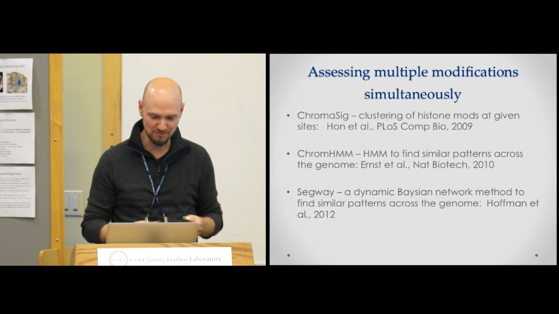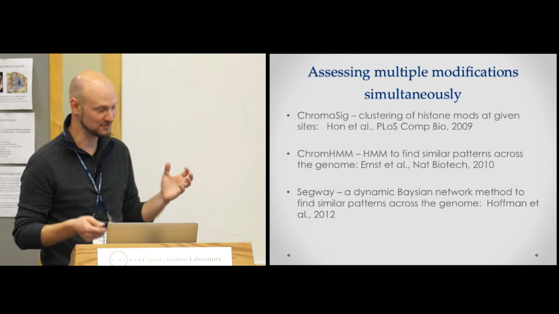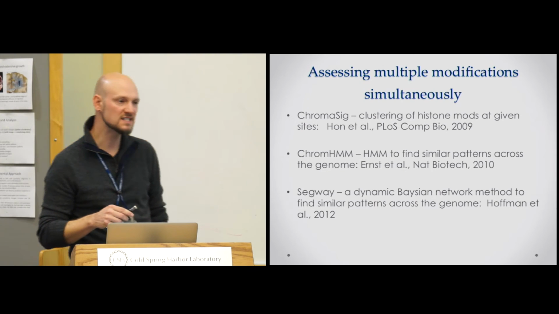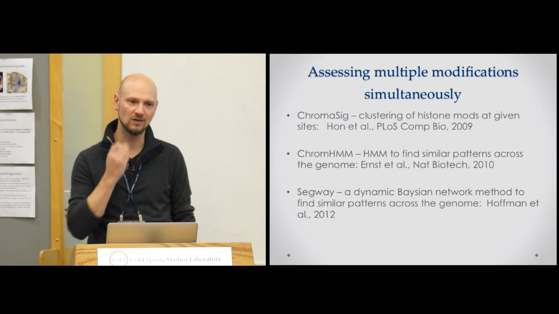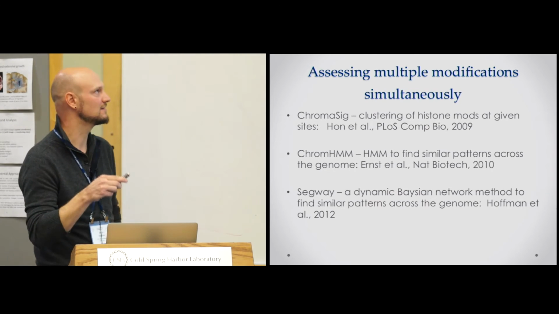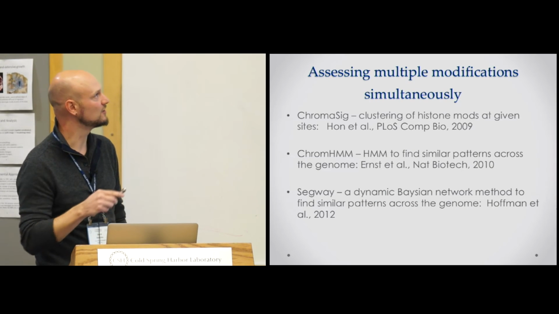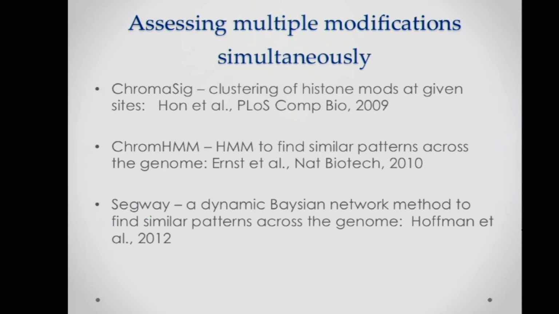So if you're working with multiple histone marks simultaneously, there are tools that try to help you assess regions of enrichment without actually calling peaks. Well, this one somewhat needs a peak. And so three that came to my mind were ChromaSig, ChromHMM, and Segway.